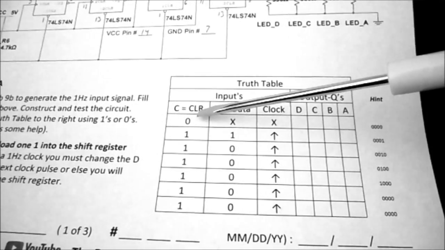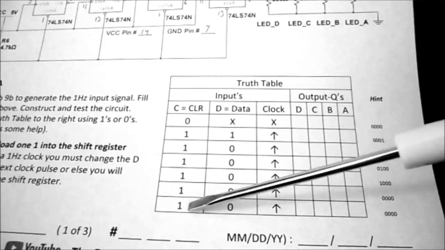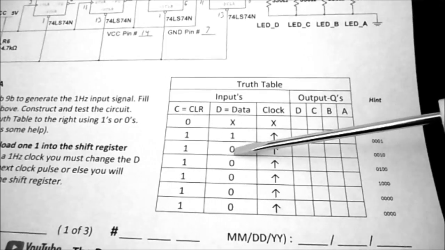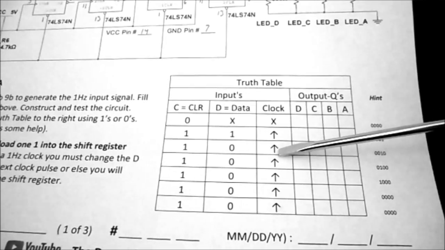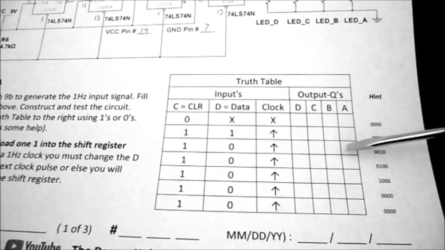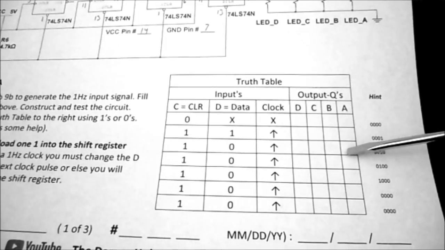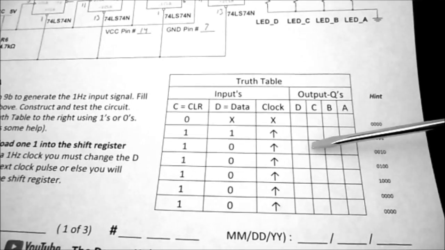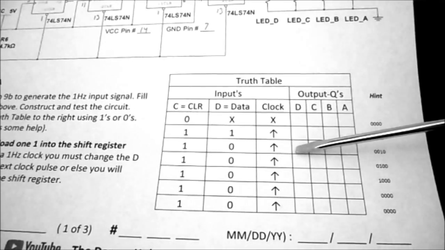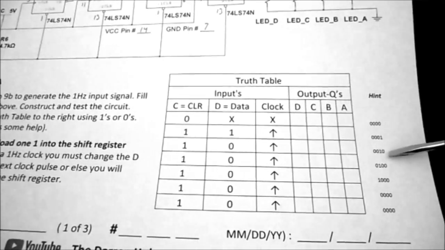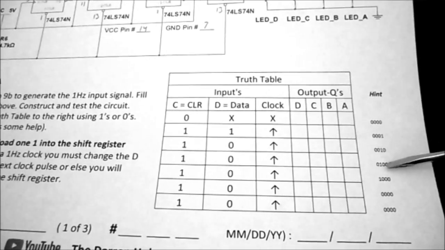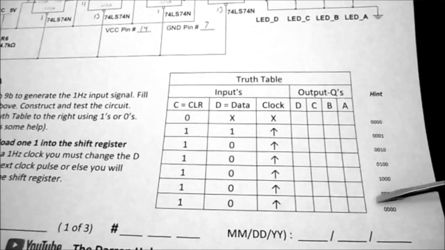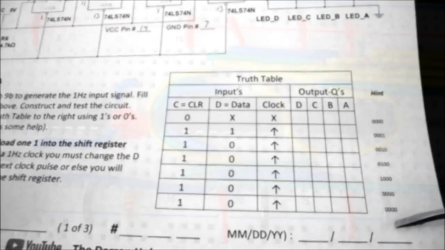We're going to continue to keep the clear line high, so it will not be clearing. We're going to change our data to 0. So on the next clock pulse, a 0 will shift into the A, and the 1 will shift into the B. And the 0 will shift into the C, and the 0 shifts into the D. So you can see here, each time we get a clock pulse, that 1 is going to move over 1 position until it goes right off the end of our shift register.